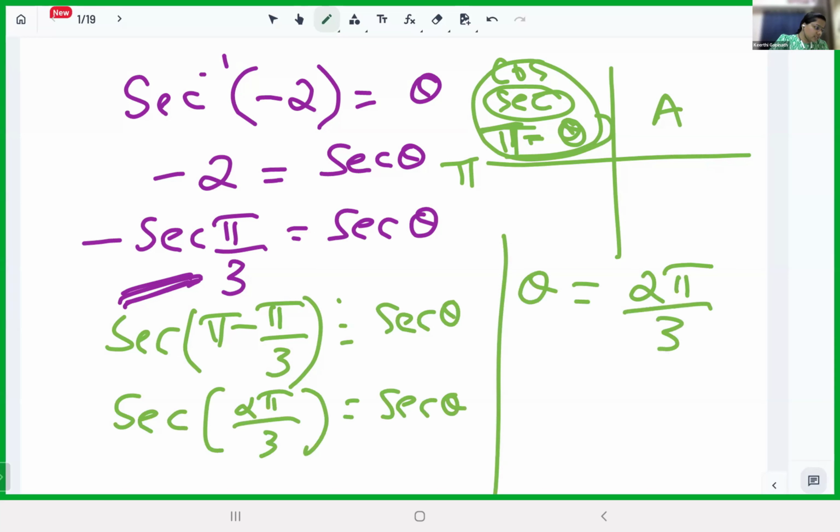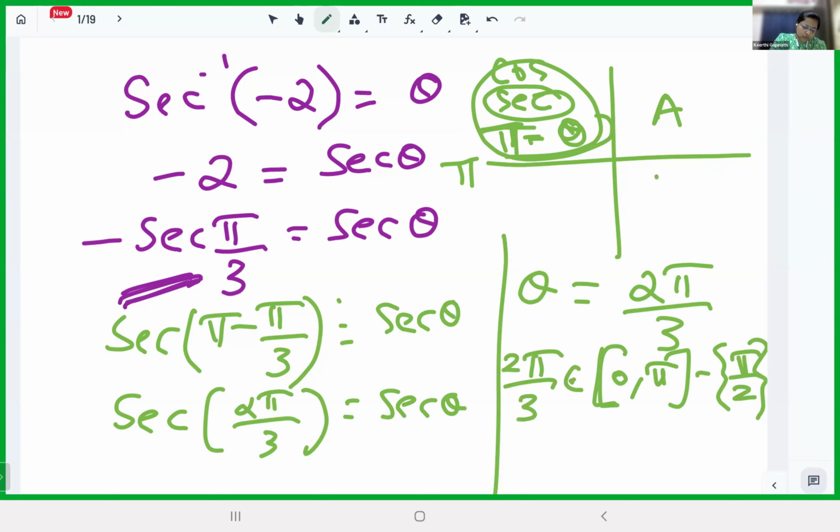Now we have to check whether this 2 pi by 3 belongs to the interval, the principal value branch of sec inverse. The PVB of sec inverse was the closed interval 0 to pi, but you have to remove the point pi by 2. So 2 pi by 3 belongs to this interval, right? You can verify it as homework. So we can say that sec inverse of minus 2 is equal to 2 pi by 3.